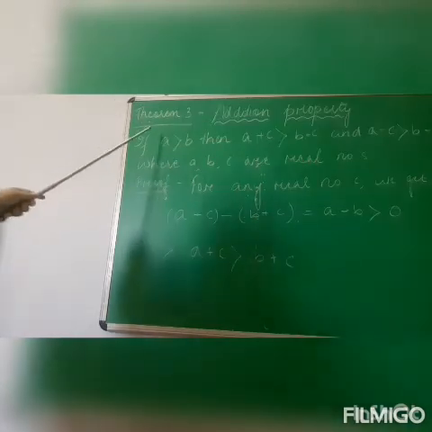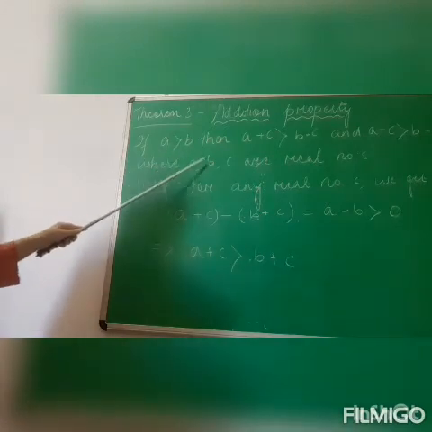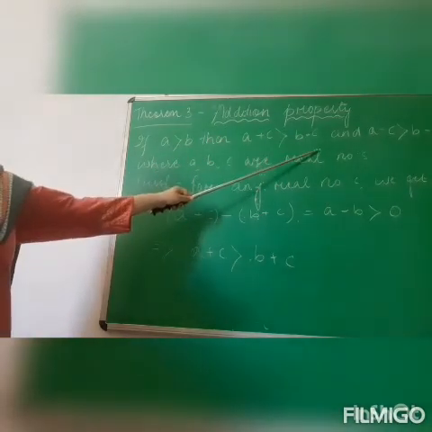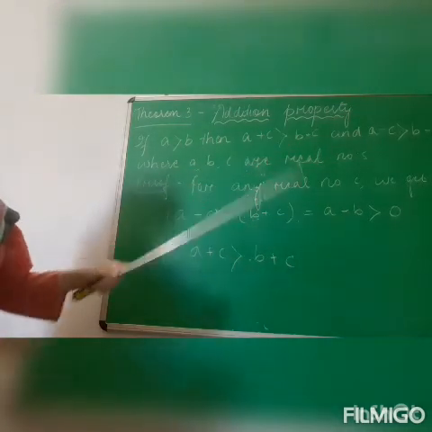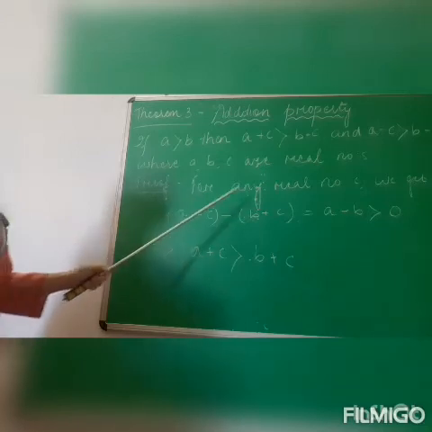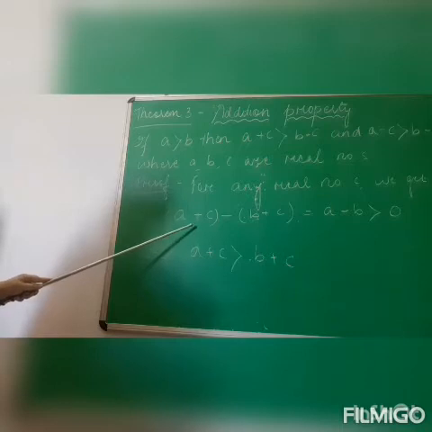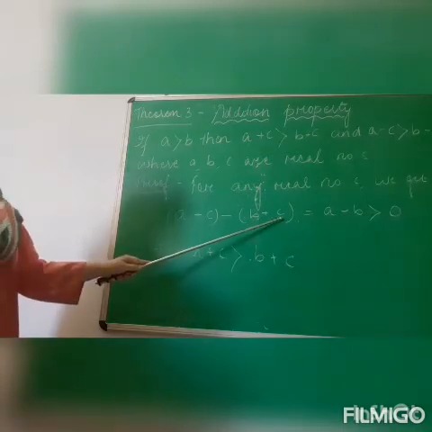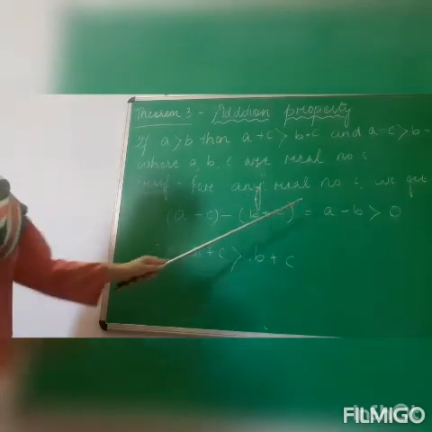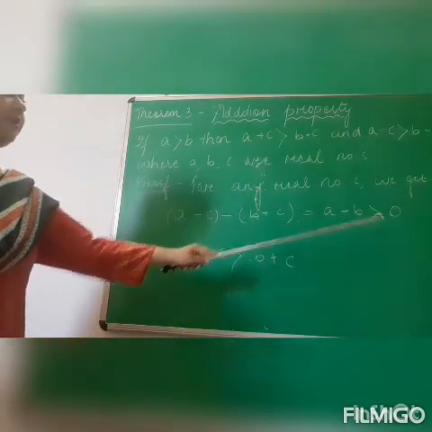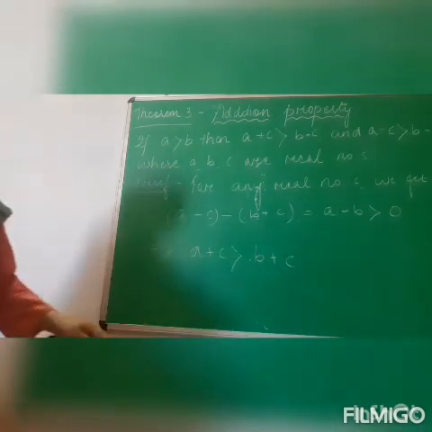Next we'll see theorem 3, which is based on the addition property. If A is greater than B, then A plus C is greater than B plus C and A minus C is greater than B minus C, where A, B, C are real numbers. Now for the proof, for any real number C, if I add C to A and C to B, then A plus C minus B plus C will give me A minus B, which is greater than 0. Since A is greater than B, A minus B is greater than 0.